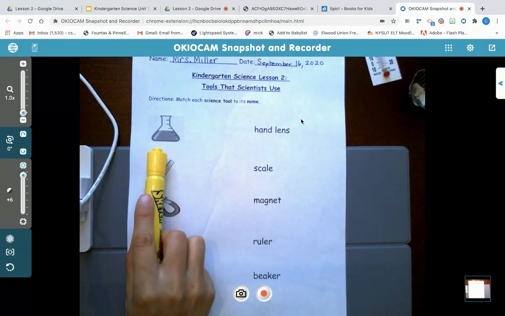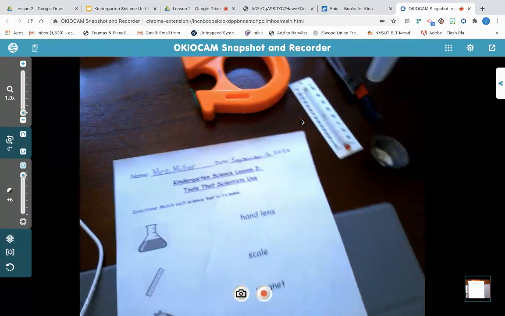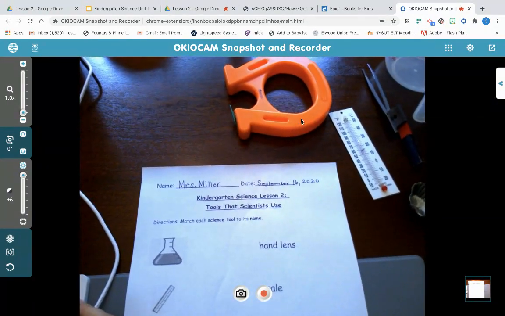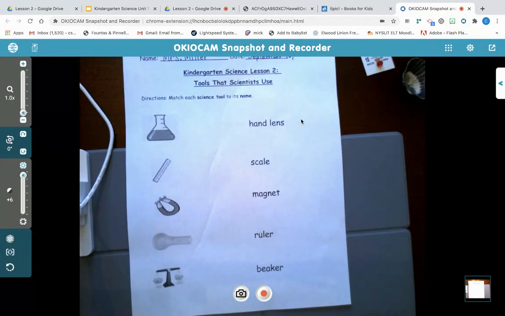This one here. Do you remember what this one is called? We turned ourselves into this earlier. It's called a, call it out if you know, beaker. That's right, it's called a beaker. So let's make the first sound in beaker. Okay, the first sound in beaker, make that sound.